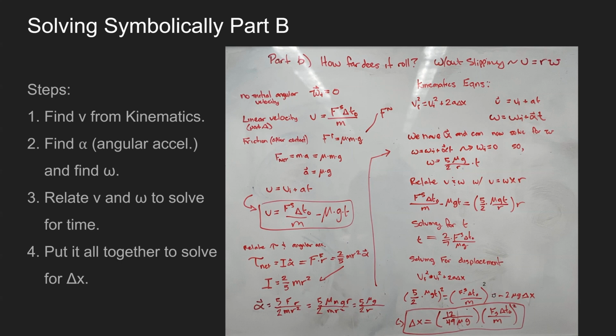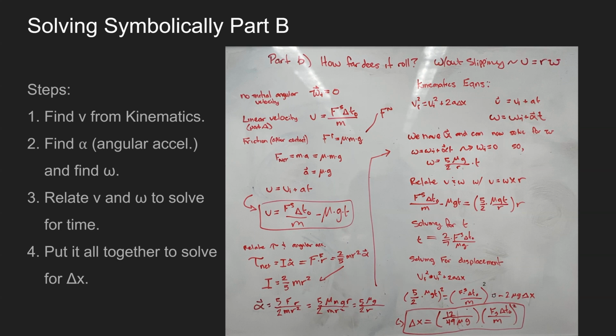So we know that the ball starts at rest, so the initial angular velocity is equal to 0. And in the last part, we found the linear velocity, which is v equals the force of the strike times the change in time over mass. Lastly, we have that the force of friction is equal to mu times m times g, and we get the m times g from the normal force.